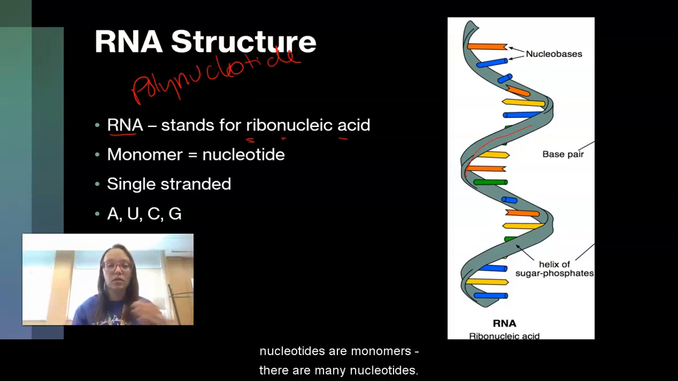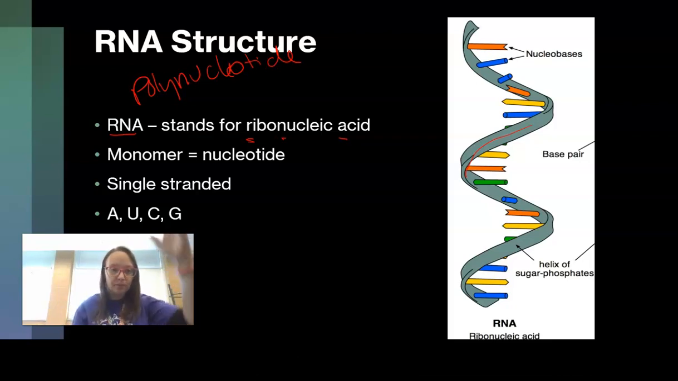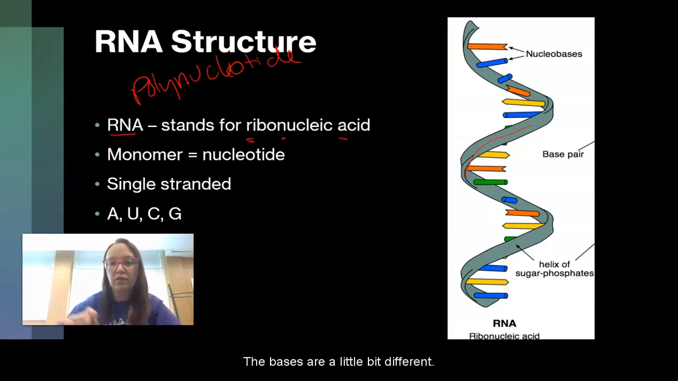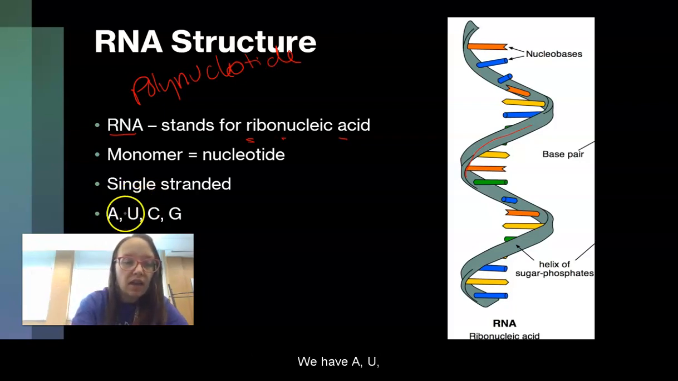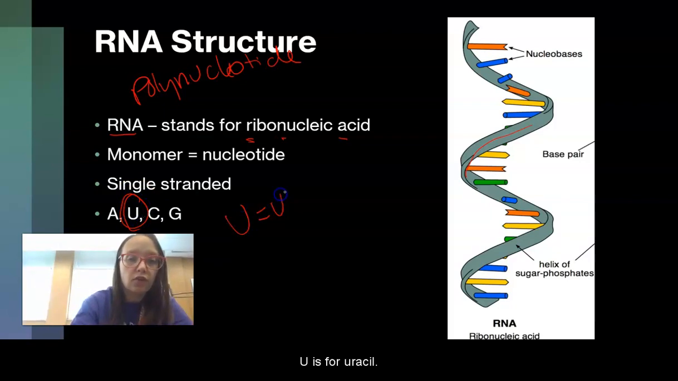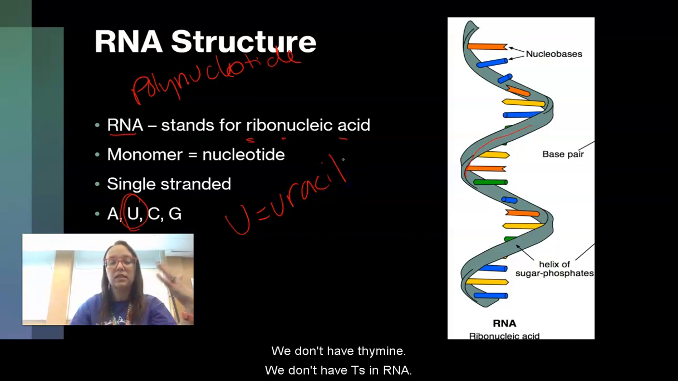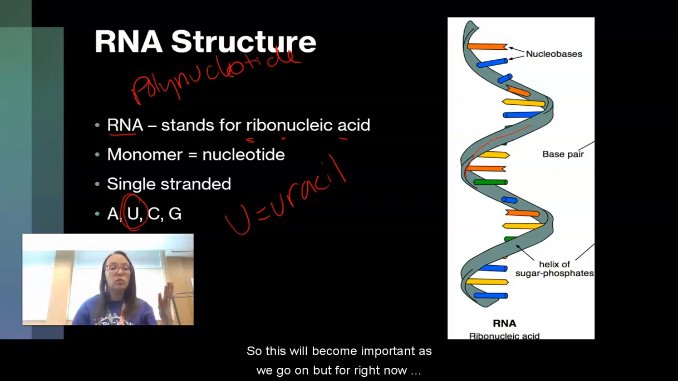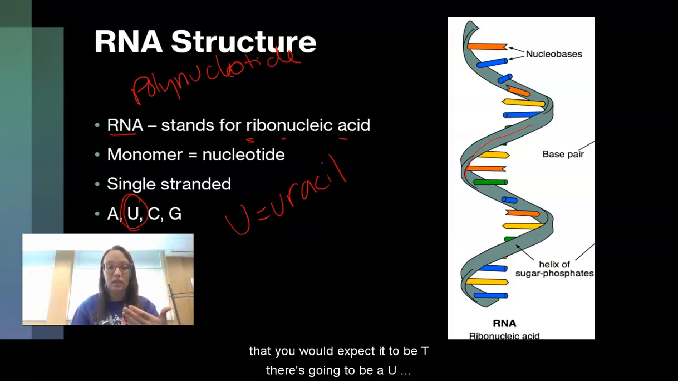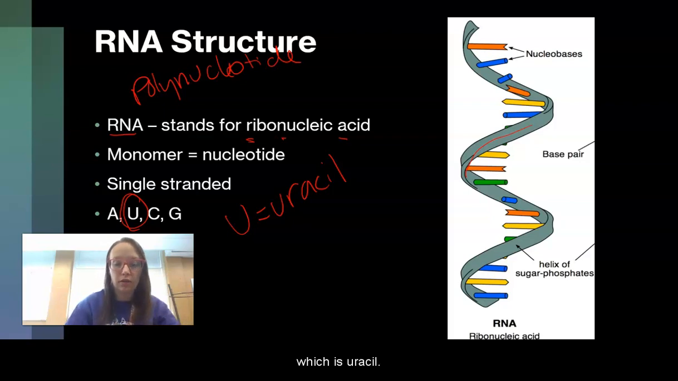Those nucleotides are the monomers. There are many nucleotides attached, but it's only a single strand, and the bases are a little bit different. So we have A, U, C, and G. So the U is for uracil. Instead, we don't have thymine, we don't have T's in RNA. So this will become important as we go on. But for right now, just knowing that there's a replacement here, anywhere that you would expect a T to be, there's going to be a U, which is uracil.